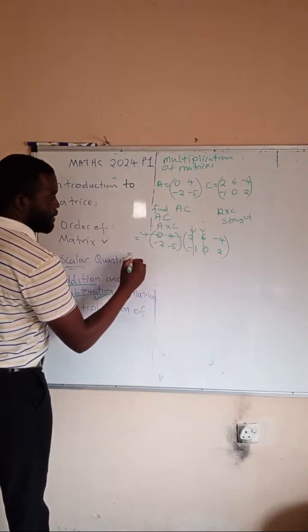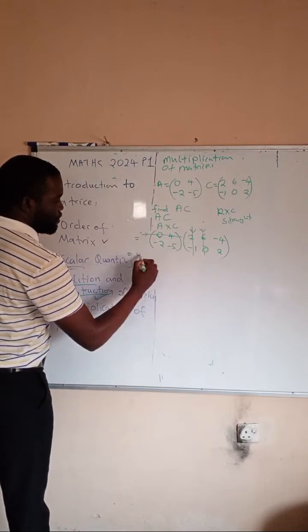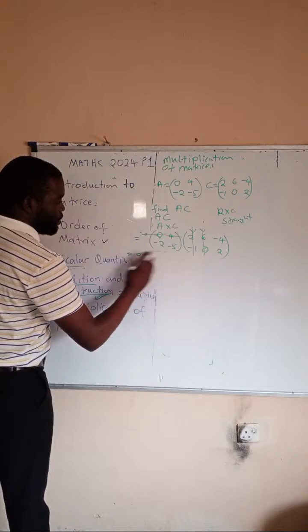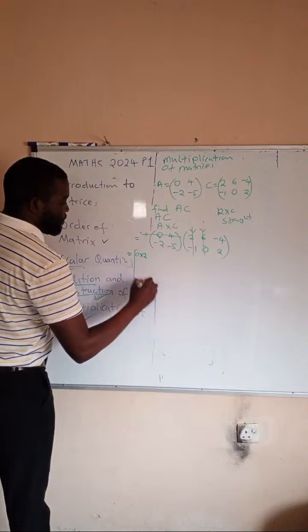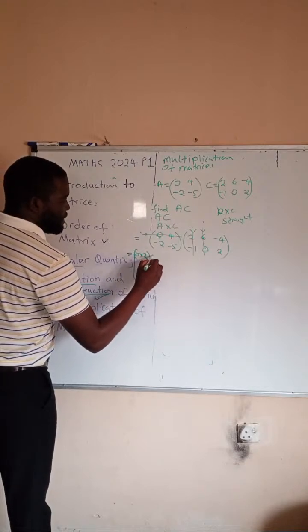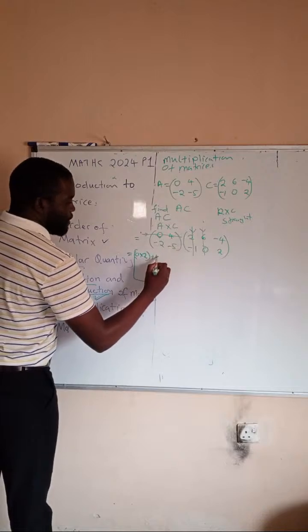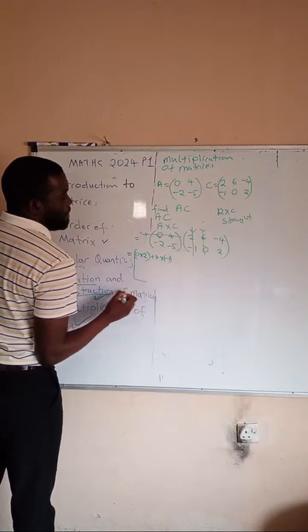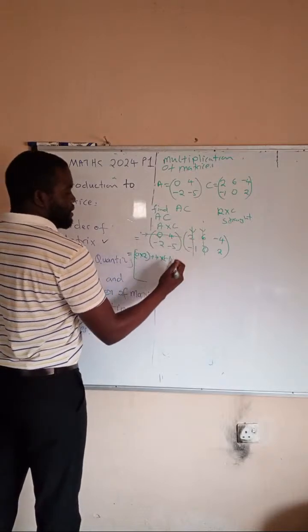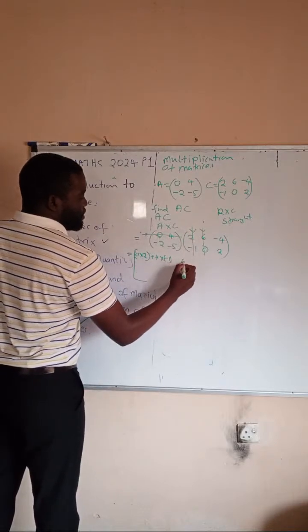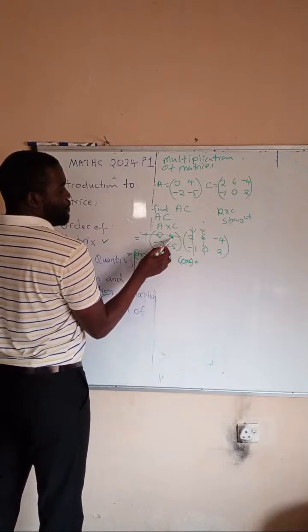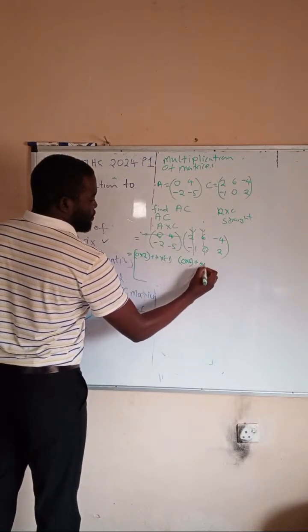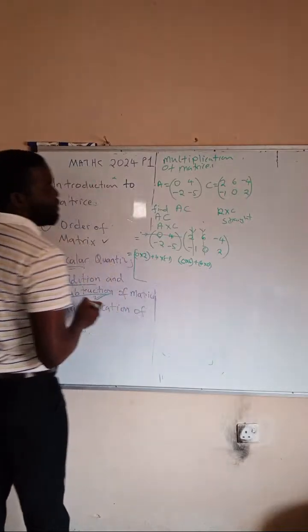I put them like this: 0 times 2 in close brackets plus 4 times negative 1. Again, 0 times 6, there is space here, 0 times 6 plus 4 times 0. We are done.